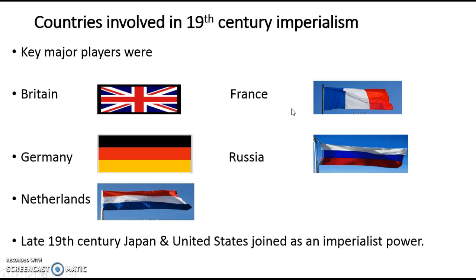From there now, it's good to look at the countries or the key players that were taking part in the 19th century imperialism. Now, these were the main key players in the 19th century imperialism. It was Great Britain, France, Germany, Russia, Netherlands, and of course other European countries, but these were the top leading 5 countries. And in the late 19th century, Japan and the United States joined as imperialist powers, which means they also played a major role in imperialism.